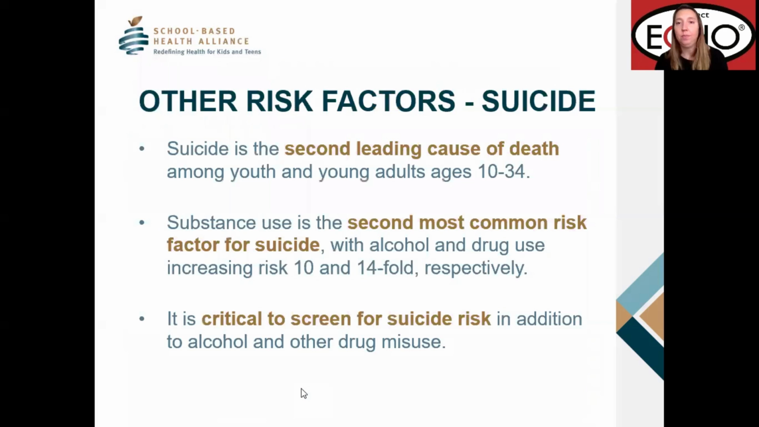And lastly, we'll just talk about the C-SSRS. So again, suicide is the second leading cause of death among youth and young adults aged 10 to 34. Substance use is the second most common risk factor for suicide, with alcohol and drug use increasing risk 10 and 14-fold respectively. As such, it's critical to screen for suicide risk in addition to alcohol and other drug misuse.